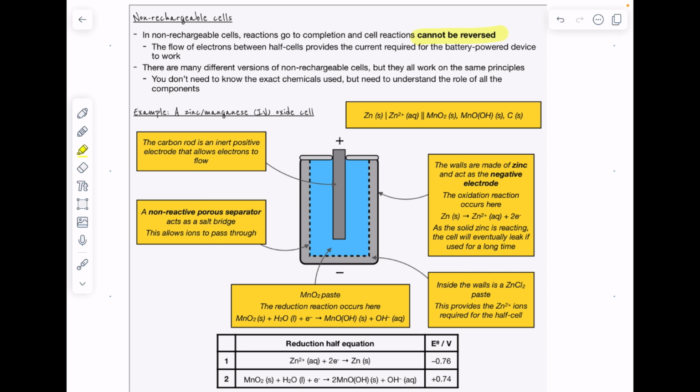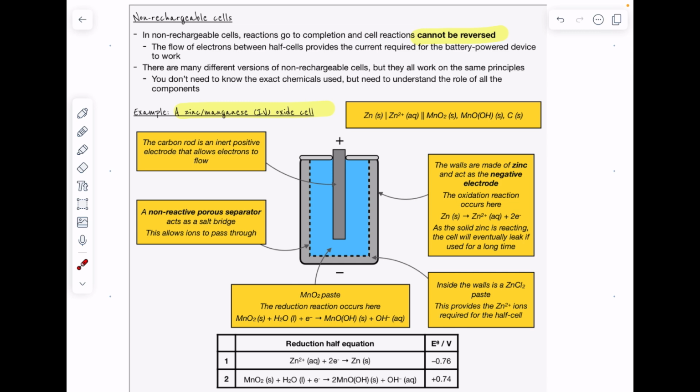all the components. So here we have an example of a non-rechargeable cell, which is a zinc manganese(IV) oxide cell. In terms of its setup, you have a carbon rod, which is acting as an unreactive, inert positive electrode that allows electrons to flow. You have a non-reactive porous separator, which acts as a salt bridge. And as we know, salt bridges allow ions to pass through.